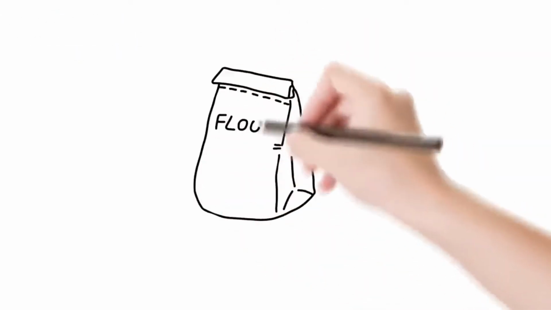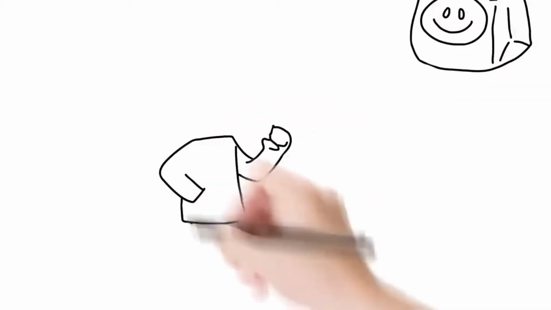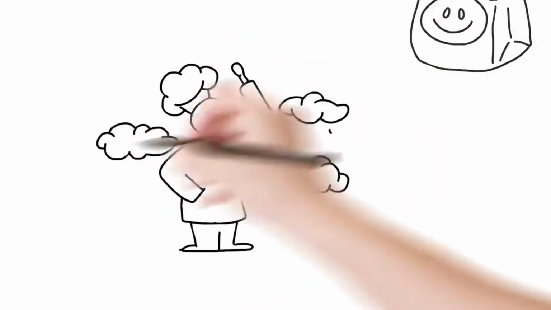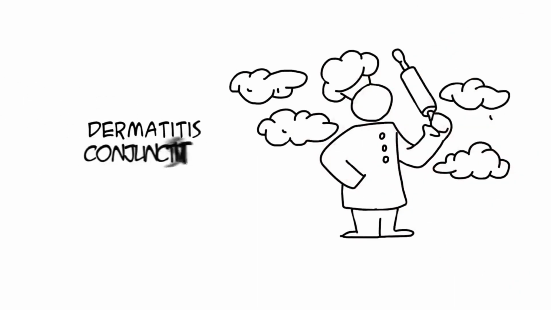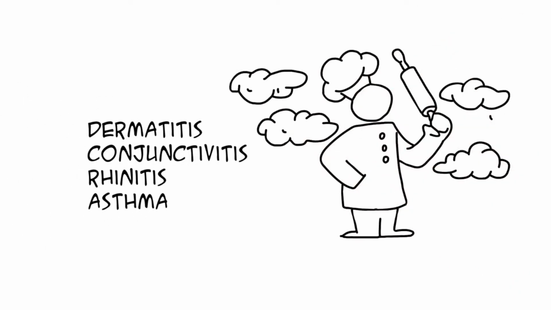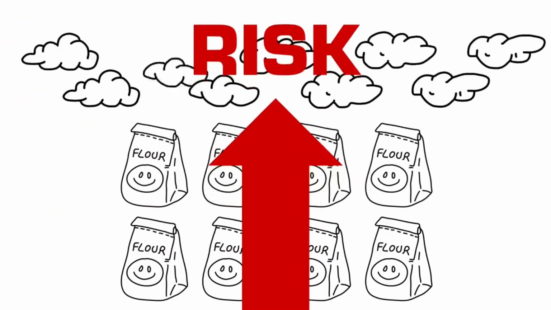Now, let's look at the opposite case. Flour would not be considered by many to be a hazardous substance. However, if a baker were to be exposed over a period of time to airborne flour, he or she could develop dermatitis, conjunctivitis, rhinitis, and even asthma. So even something that is considered a low hazard can present substantial risk, and vice versa.